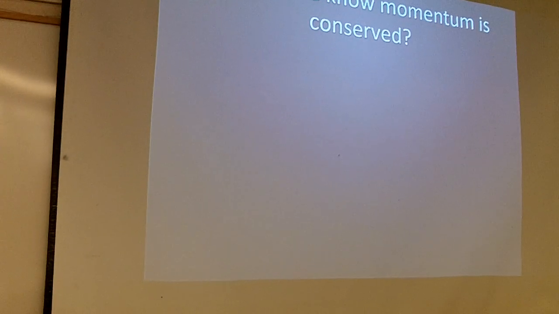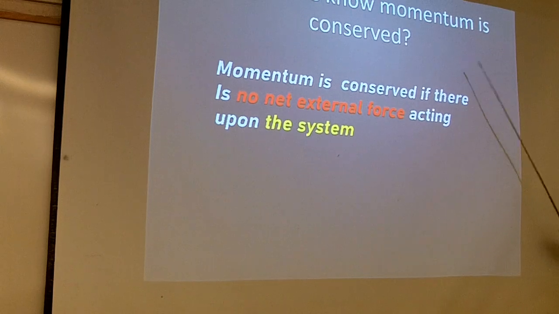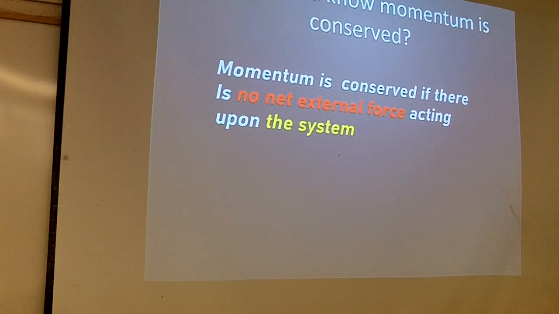So now the second is a constructor question. How do we know momentum is conserved? Well, this is rather straightforward. Momentum is conserved if there is no net external force acting upon the system. So for instance, if you have two cars colliding, of course you have friction on the tires, but if the friction on the tires is small, you can still consider it conserved.